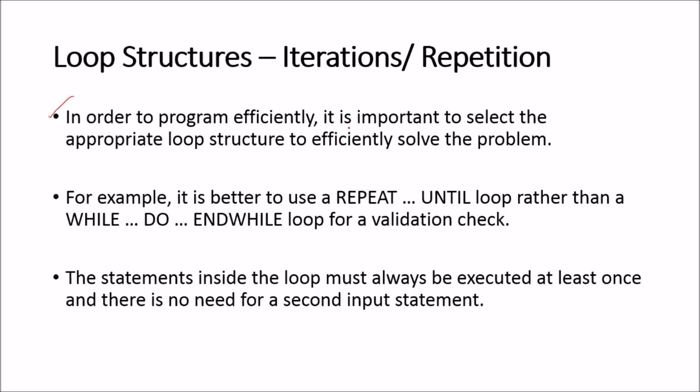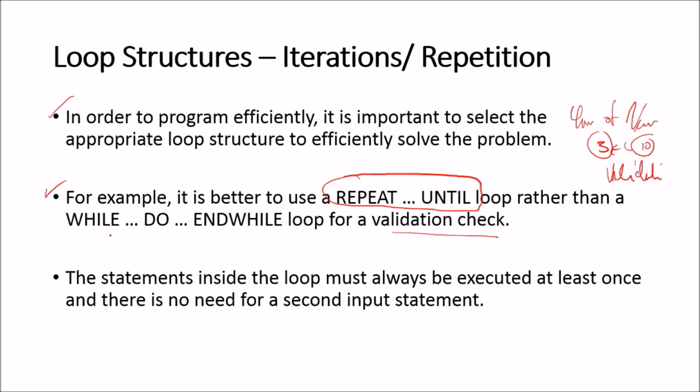In order to program efficiently, it is important to select the appropriate loop structure to efficiently solve the problem. For example, it is better to use a repeat until rather than while for a validation check. We have done validation, right? So in validation, if we have to check one thing repeatedly, like the number of characters of a name should be more than 3 and less than 10 characters. So it's a validation check, right? So it is best to use a repeat until rather than while, right? We are going to do a lot of exercises, then we'll see why it is important.